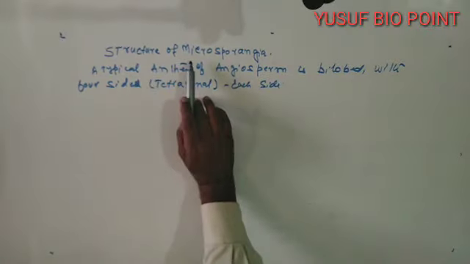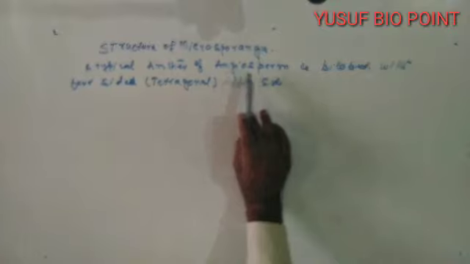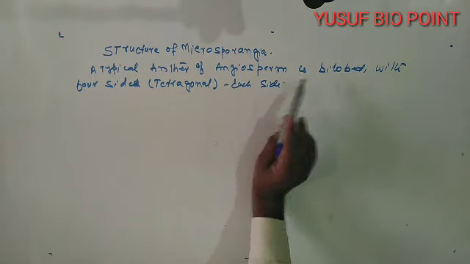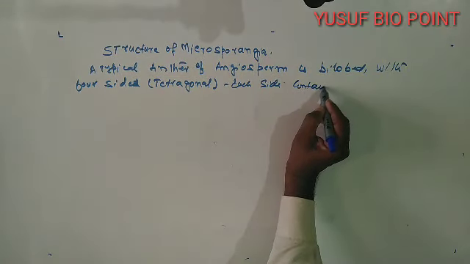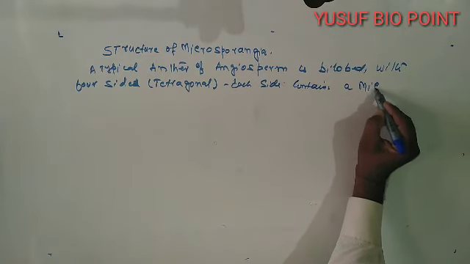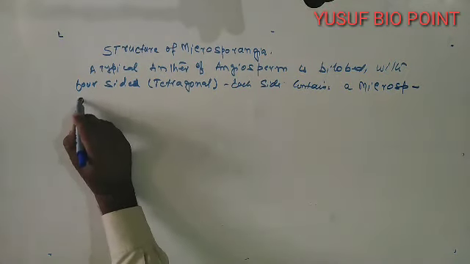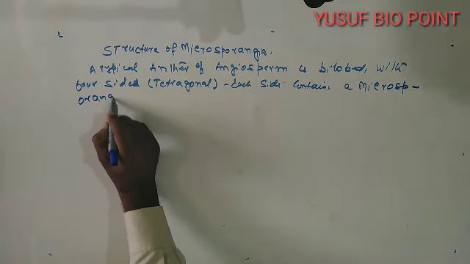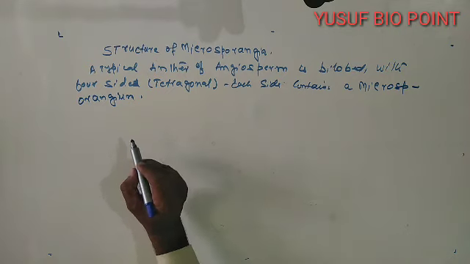Today we shall discuss the structure of microsporangia. A typical anther of angiosperm is bilobed with four sides, that is tetragonal, and each side contains a microsporangium.